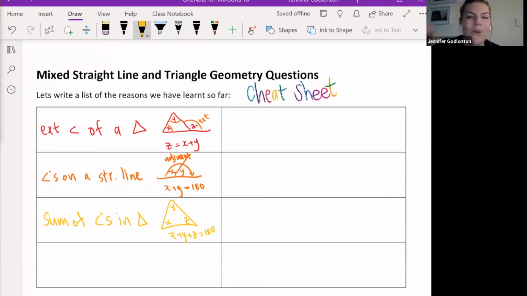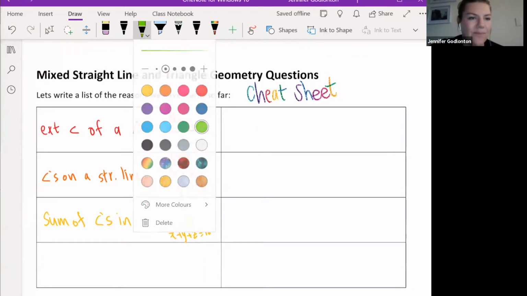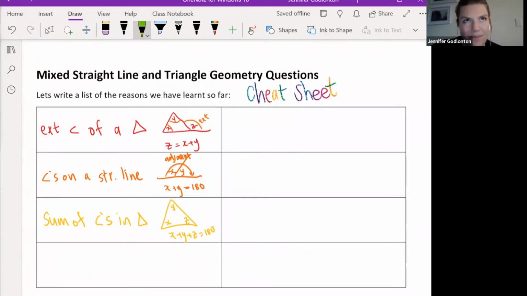Rule number 4. Complementary angles. Complementary angles, absolutely. And how does that rule work? When you have a 90-degree angle. Good. If we have a 90-degree angle, so here, let's say X and Y, we would say X plus Y equals 90 degrees. Perfect. Nice.